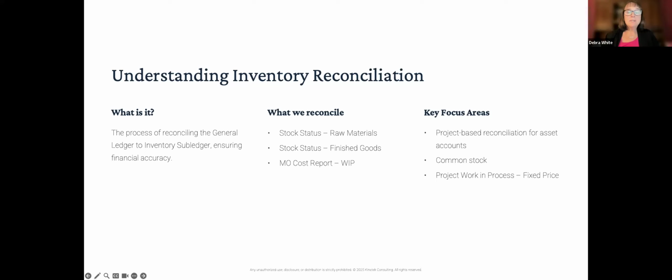Hi, everybody. First thing we're going to start with is what is inventory reconciliation? Typically what we're doing is comparing the subledger for raw materials, finished goods, and our manufacturing cost reports back to the general ledger. This is typically done when you have asset inventory. So we're going to be concentrating on when we have common stock or we have fixed price projects where we're holding the cost on the balance sheet.